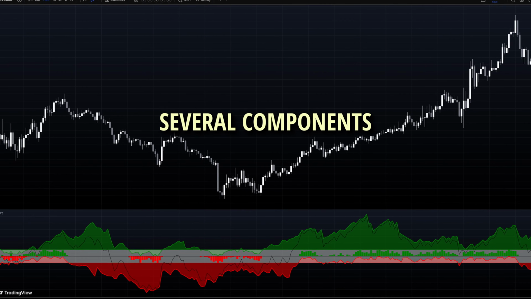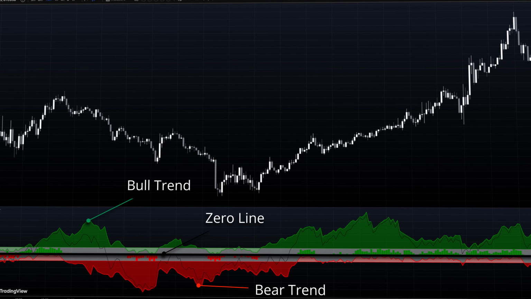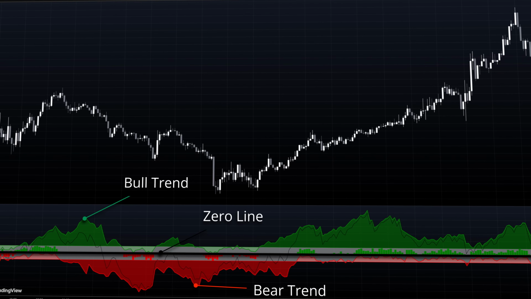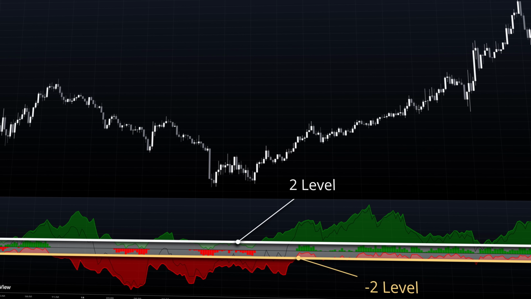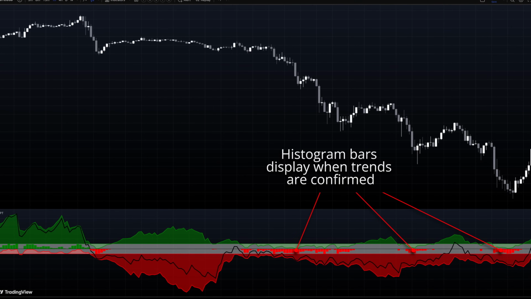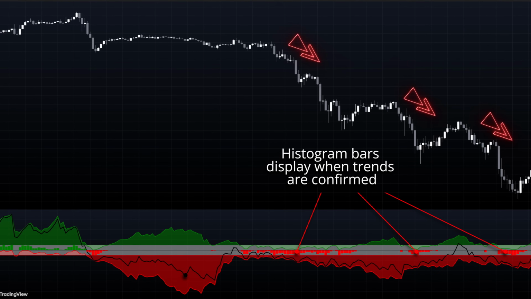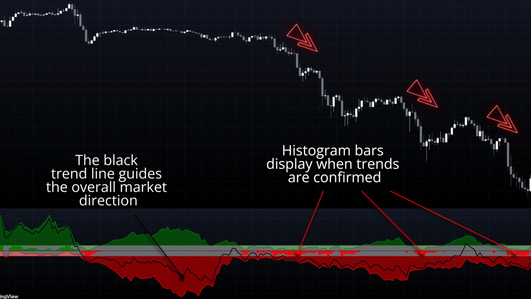This indicator presents trend dynamics through several components: a bull line, green, that stays above zero, a bear line, red, that remains below zero, and key threshold levels at +2 and -2 that mark significant trend strength. Histogram bars appear when trends are confirmed, and the black trend line helps track overall market direction and potential stop-loss points.